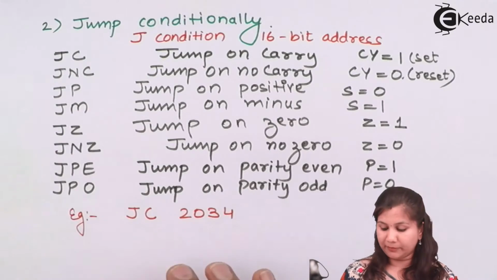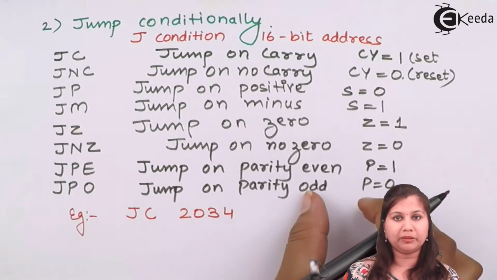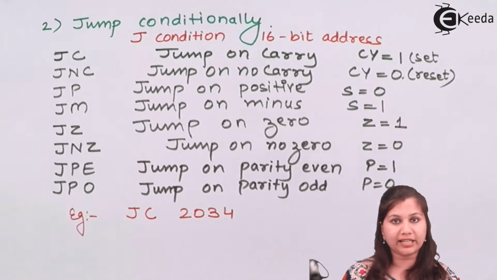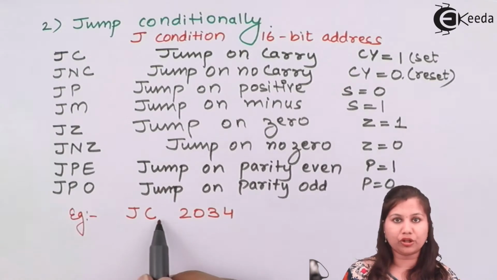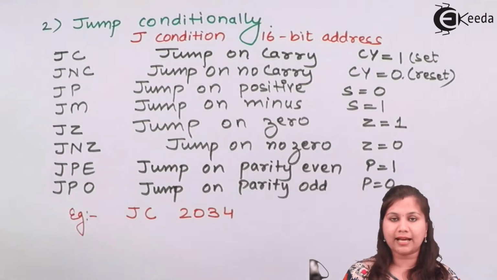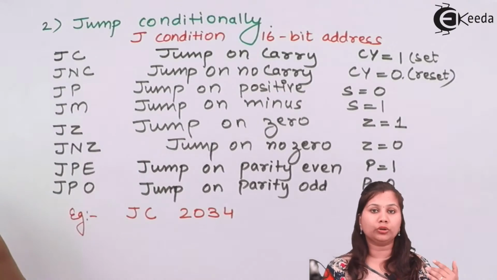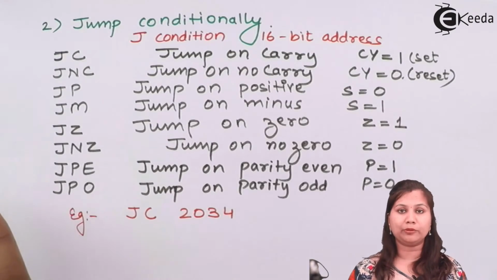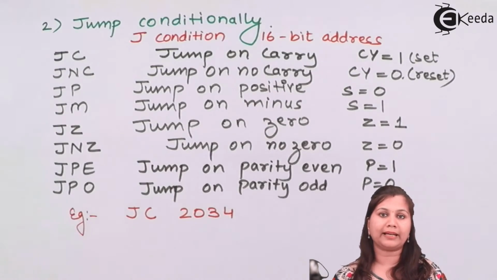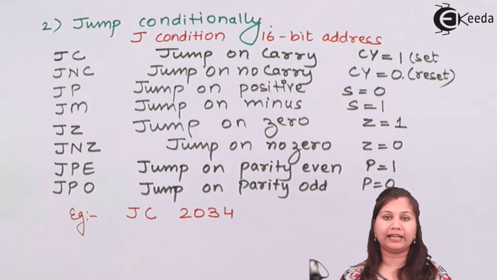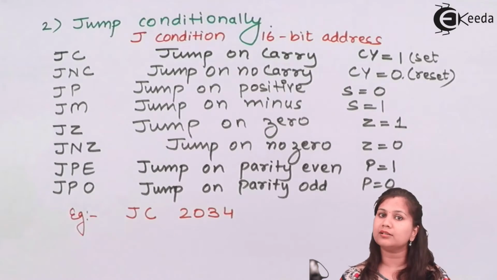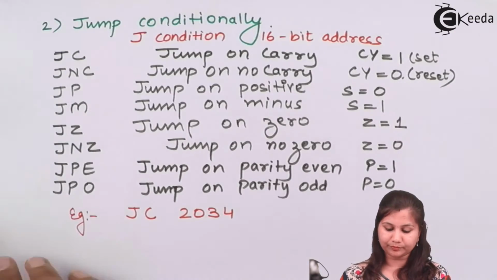Here also, when the microprocessor is jumping to that memory location, the address of the next instruction after this jump will be stored in the stack, so that when the microprocessor is coming back from the execution of the subprogram to the main program, it can resume its execution by getting the address of the next instruction from the stack. Okay.